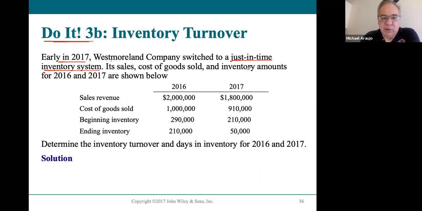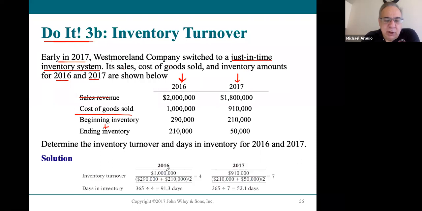Sales, cost of goods sold, and inventory data is provided for 2016 and 2017. Although they give us sales revenue, we don't need this number. It's not part of the formula, right? The formula is cost of goods sold divided by average inventory, which is beginning plus ending divided by 2. So for 2016, it's $1 million of cost of goods sold divided by the average inventory, which comes out to 250, which is 4 times per year. You divide that into 365, and basically they were selling out their store every 91 days.